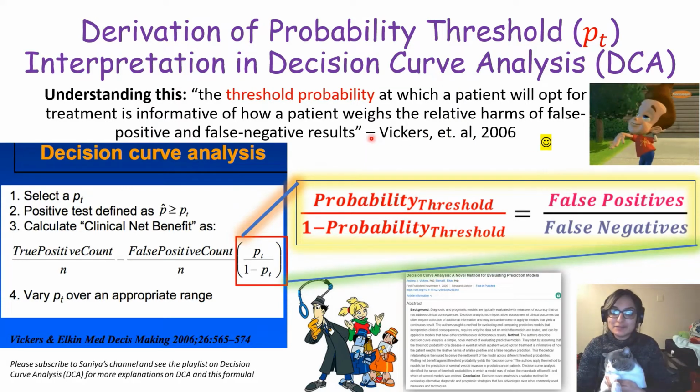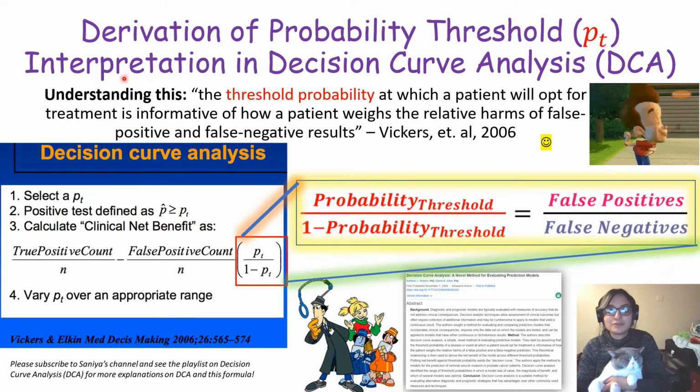Because in the original paper by Andrew Vickers et al. in 2006, which was introducing this novel idea of decision curve analysis, there's a statement here, and there's more, but this is what I wanted to show for this beginning. The statement says that the threshold probability at which a patient will opt for treatment is informative of how a patient weighs the relative harms of false positive and false negative results.